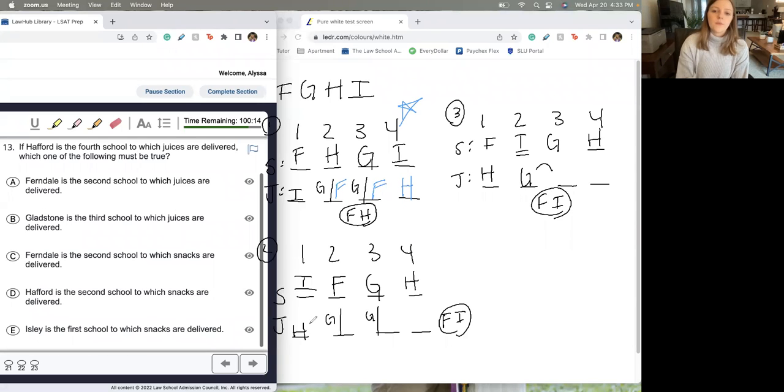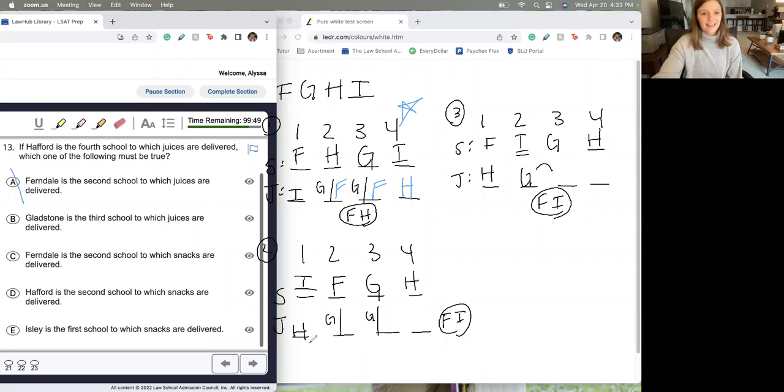So which one of the following must be true? Must be true means that it's set in stone. So I'm not going to expect anything with G and F on the juice line. Everything else is pretty set in stone. F is the second school to which juices are delivered. Nope, I already said G and F can flip-flop between that juice line. So wrong. Does not have to be true.